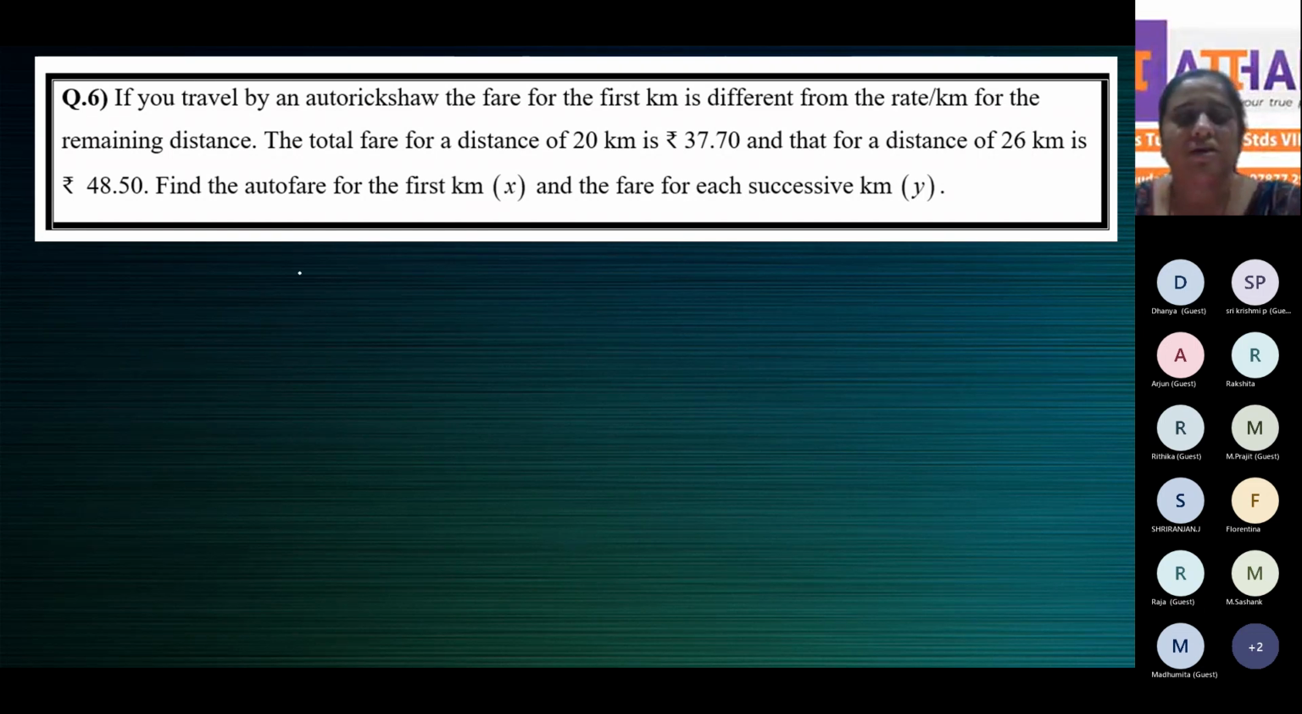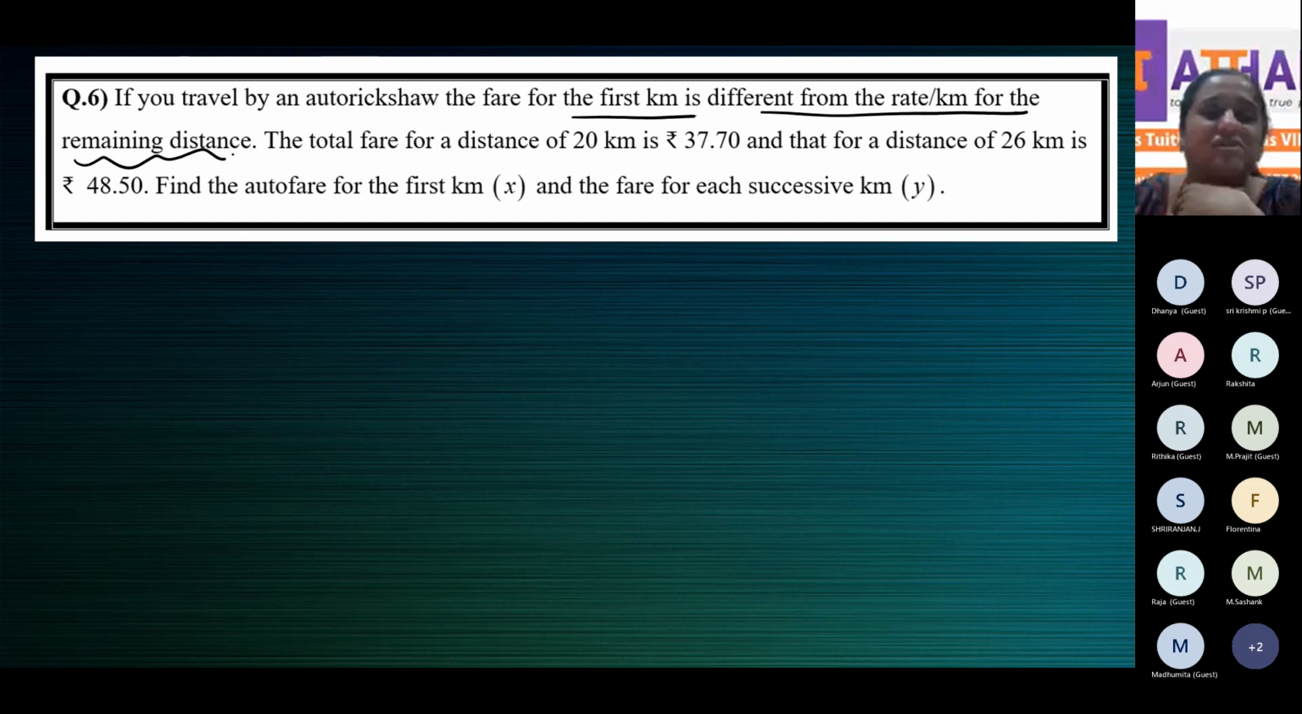So, children, what is the question? The question is, if you travel by an auto rickshaw, the fare is like this. For the first kilometer, you have to pay x rupees. The auto fare for the first kilometer is fixed. The auto fare for the first kilometer is different from the rate per kilometer for the remaining distance.